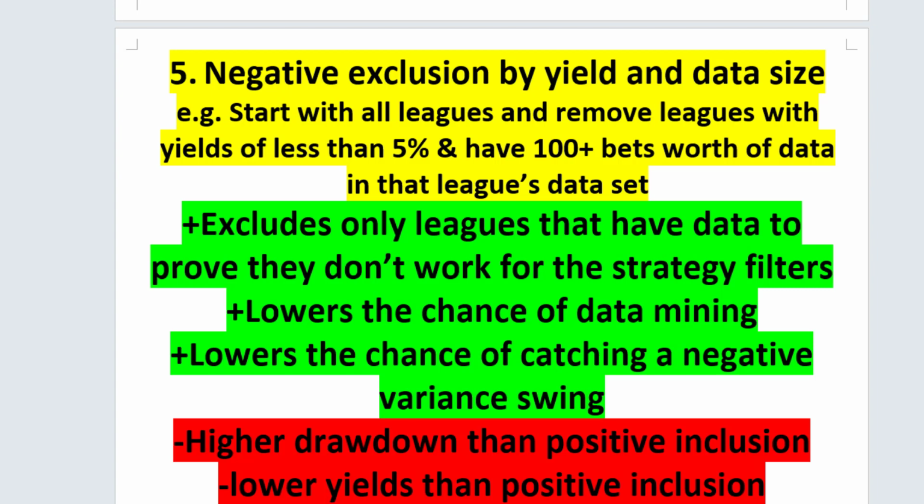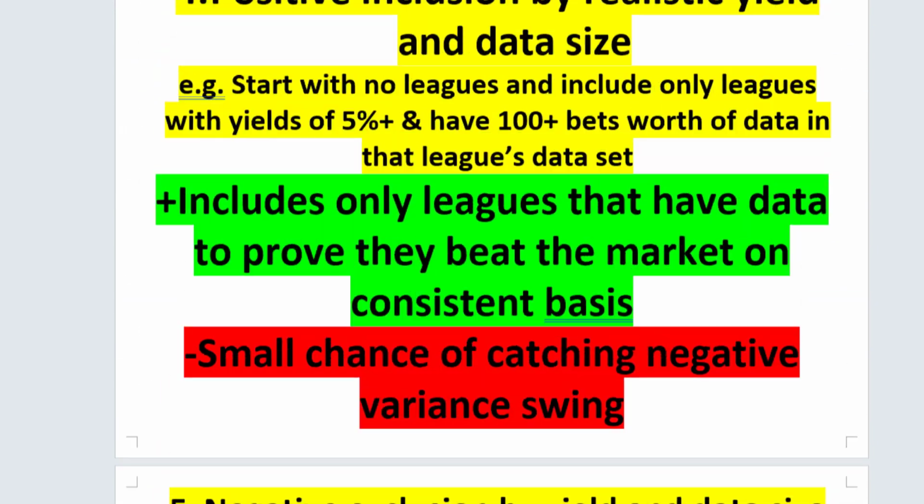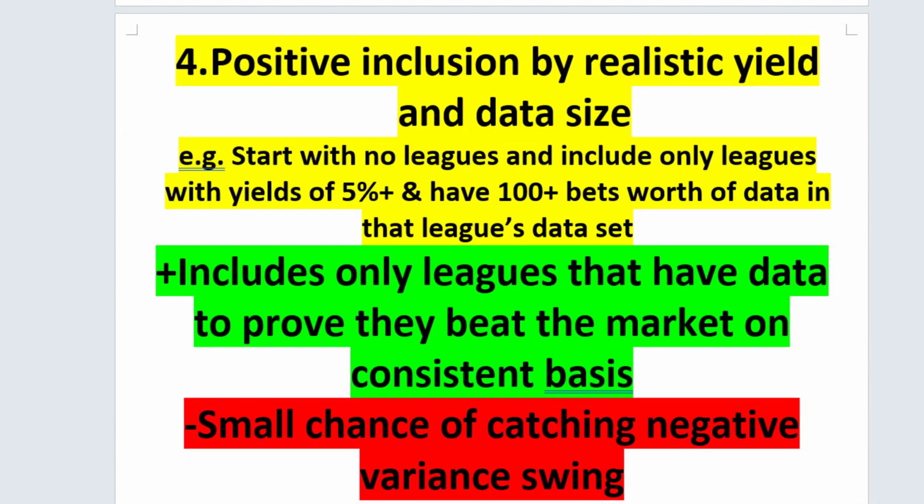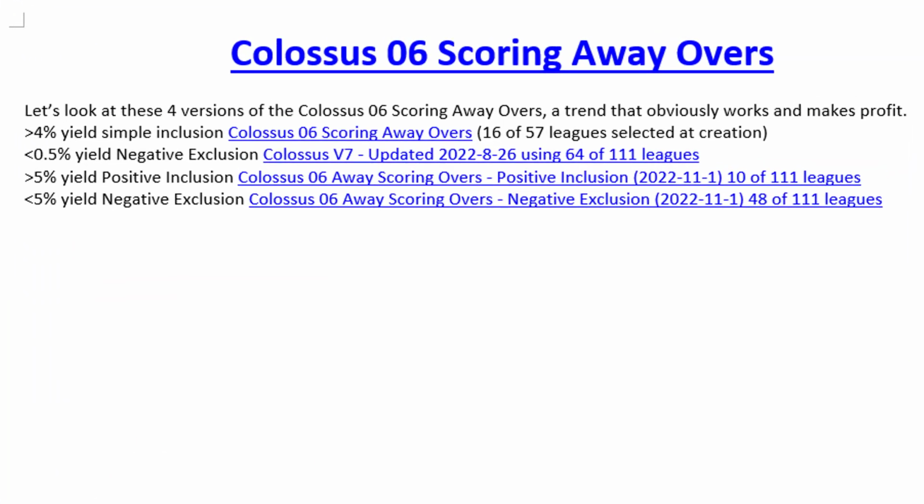For me personally, I'm now creating all my strategies with both negative exclusion by yield and data size, and also positive inclusion by realistic yield and data size. And I run them side by side, and I watch them, and I want to see how they do. And as I said, my most successful strategy that I've ever created is the Colossus 6 scoring away overs. And so I've refreshed that. I've made that again using these different strategy methods to see what works.